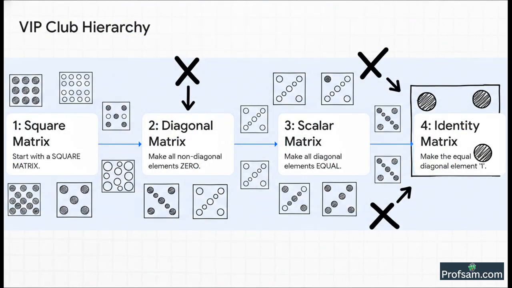Okay, now please pay close attention here. This shows the hierarchy. And this concept is very important for exams. You start with a square matrix, you make the off-diagonal 0, it becomes a diagonal matrix. Then, if you make all the diagonal elements equal, it becomes a scalar matrix. And finally, if that equal element is 1, it becomes an identity matrix. So think about it. Every identity matrix is also a scalar and a diagonal matrix. But is every diagonal matrix an identity matrix? No. This one-way street is a key idea.